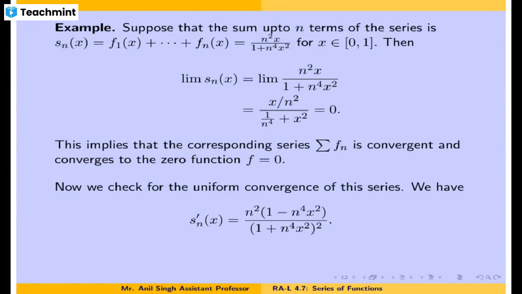That means this sequence of partial sums, for each x, converges to the zero function, which is 0.